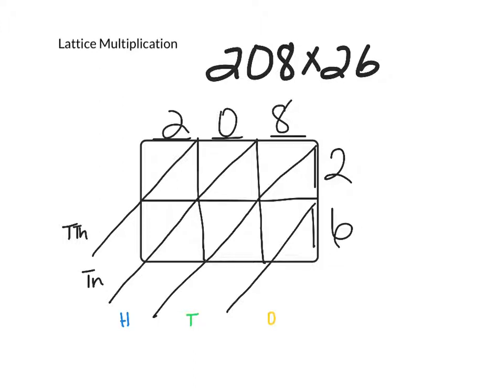So I'm going to start with 8 times 6, which is 48. I'm going to do 8 times 2, which is 16. 0 times 2 is just 0, so I'm going to actually just leave it blank. 0 times 6 is also 0. 2 times 2 is 4. And 2 times 6 is 12.